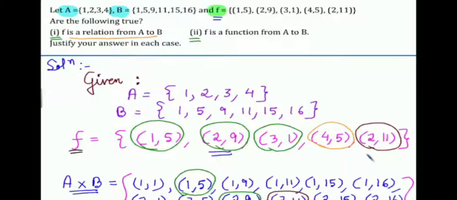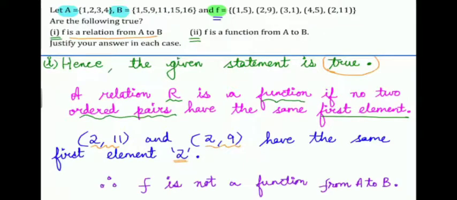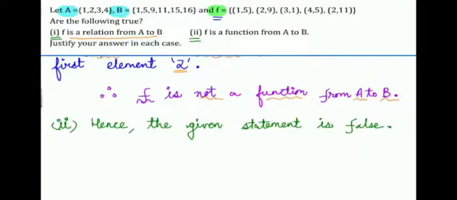So you have to check 1 5, 2 9. Here you can see 2 9 and 2 11, so the first element 2 is repeated 2 times. 2 11 and 2 9 have the same first element 2. So f is not a function from A to B.